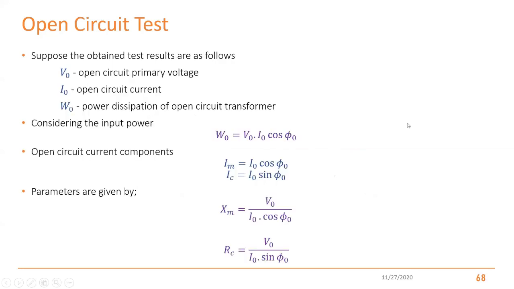So basically the open circuit test is carried out to find the parameters related to the core of the transformer. That means the core loss resistor and magnetization inductor. To find those two parameters we use the open circuit test. As seen here, we can use these equations to find those parameters. We discussed last week how we can obtain this.